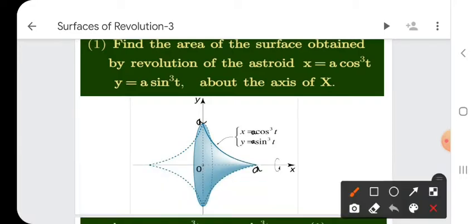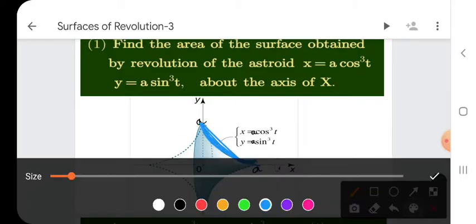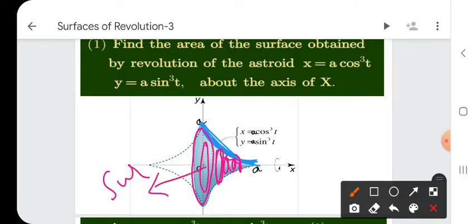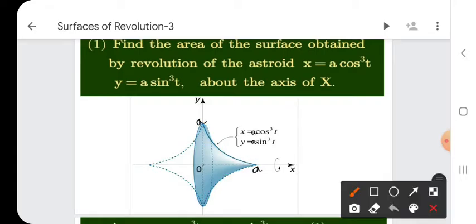See here, this blue line denotes our curve. This curve revolves about the x-axis, so we get this three-dimensional solid shape. Here we have to find the surface area of the three-dimensional solid. See from the graph, what limit points do we take here? I take limits as 0 to a.